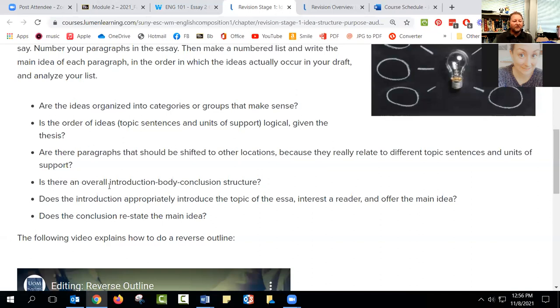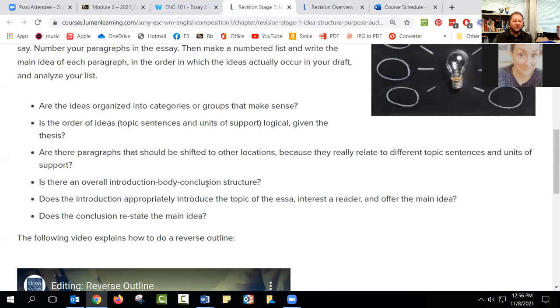And then is there an overall introduction, body, conclusion structure, right? And for most of you, it's probably yes, it probably is. You clearly started with an introduction that included your thesis, and then you had all of your body paragraphs that had really good topic sentences, and then you had a conclusion paragraph, right?